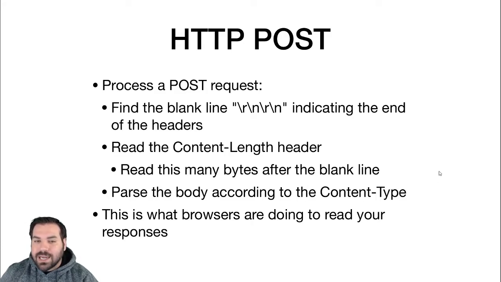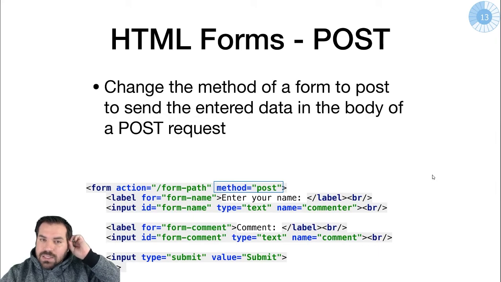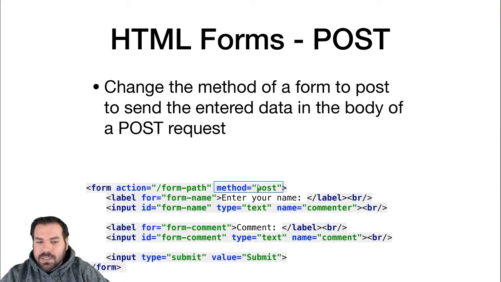You're now on the other side of that where you're getting requests with bodies and you have to parse that information to get what you want. So let's use a post request. Let's change our form. We just have to change a few characters here and change the method to a post request. Very small change in our HTML, but now when a user submits a form, we're going to get a post request to the path form path.